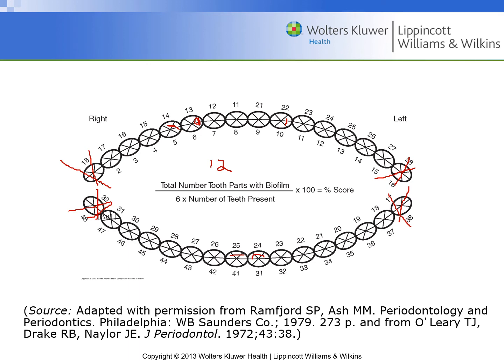So now we have that. So 6 times the number of teeth present. These are missing, so there's 28 teeth present. I'll get a calculator here real quick. So that's 168.